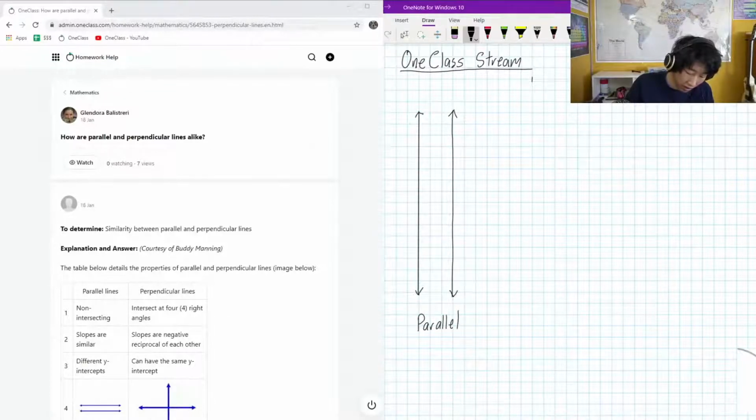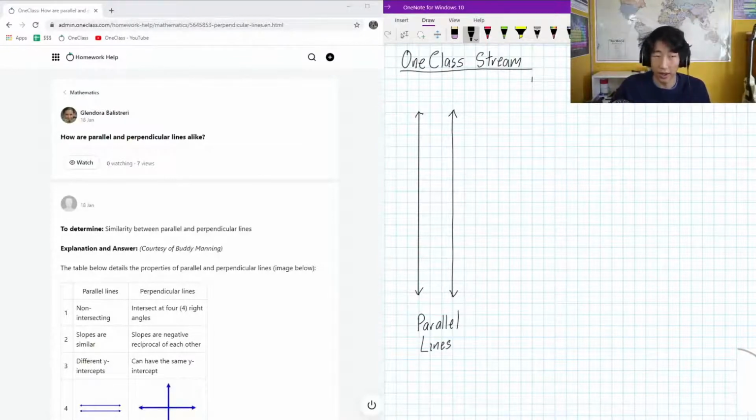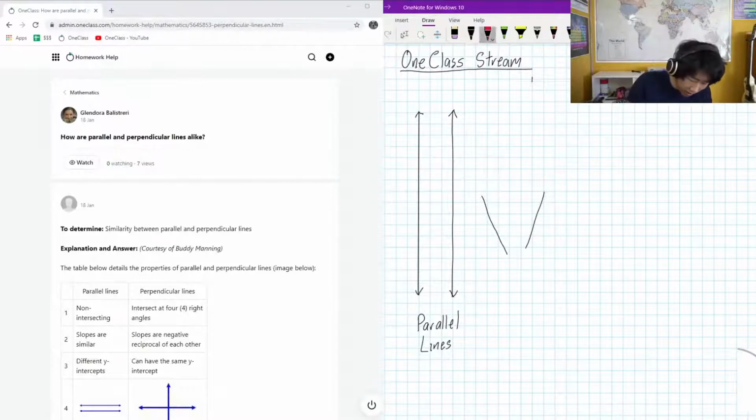Parallel lines. A good thing to keep in mind about parallel lines is that if they were to continue on, they would never meet each other. These are an example of not so parallel lines, and you can see that right now they're not touching each other, but if I were to extend them in red, they would eventually cross over each other. So this is non-parallel.